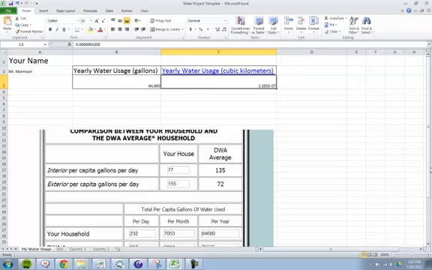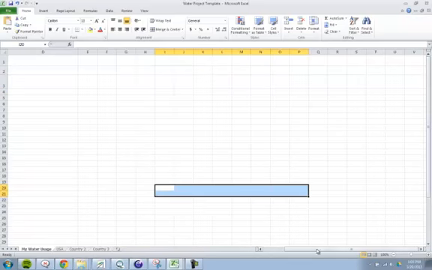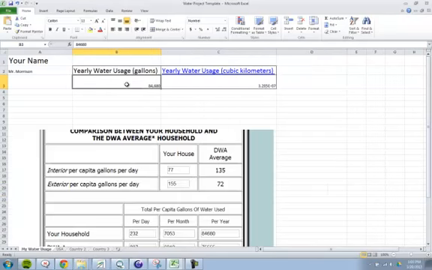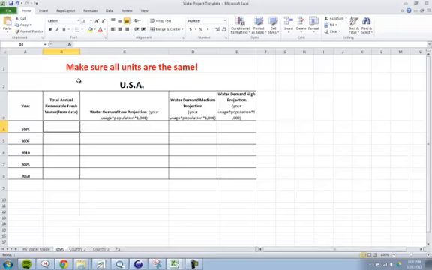So far, the only thing we have done is in our template, we have our water usage in gallons, and we converted it to cubic kilometers. Then we're going to use a second tab on the template. And if you notice up here, it says make sure all are in the same units. That's really important. So this is our template, which looks like this, and we're also going to use our data.